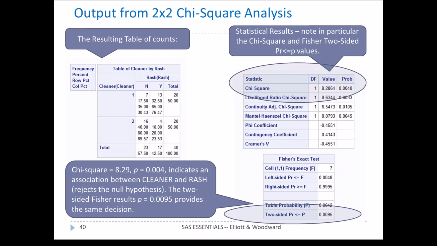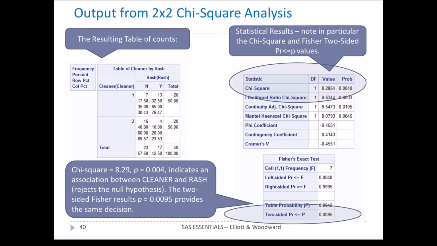And first look at the table on the left where we see cleaner 1 and 2 on the side and rash, yes, no at the top. We see that for cleaner 1, we had 7 people didn't have a rash, 13 did. But in cleaner 2, 16 people had a rash and 4 didn't. And we could look at the ratios there and see it's a 35 to a 65 versus 80 by 20. We see that looks different. It doesn't look like a consistent pattern.